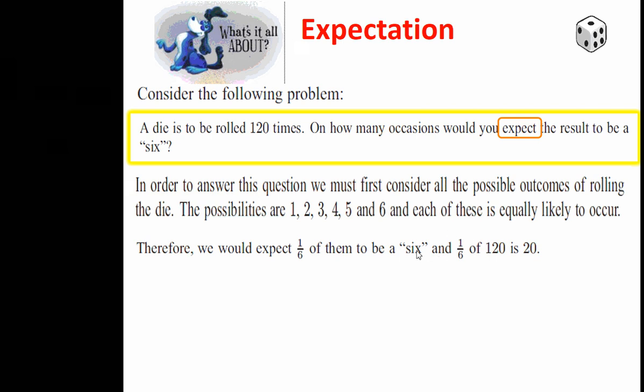So basically, if you repeat that rolling of the dice 120 times, how many times would you expect to see a 6? You would expect to see a 6 on 1/6 of those times. So you just do 1/6 times 120, and you get 20. 1/6 of 120 is 20. So we expect 20 of the 120 rolls to yield a 6. So the answer is 20.